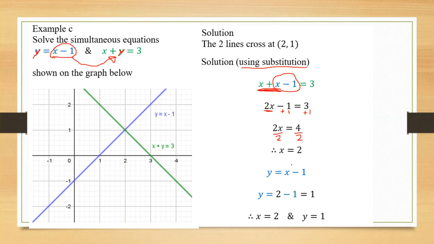And then again we substitute x equals 2 into one of the equations. And again I've used the blue one. So 2 minus 1 equals 1, which gives us our y value. So y equals 1. And they're the two numbers, x equals 2 and y equals 1.